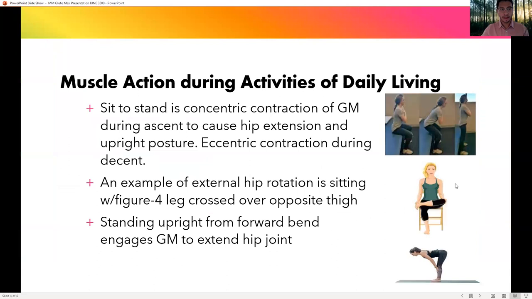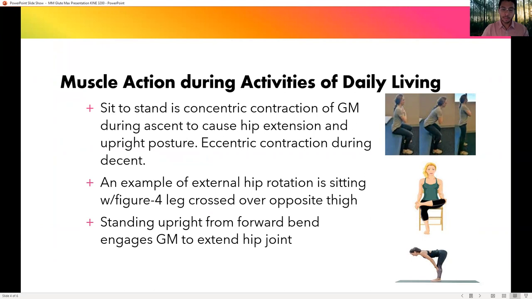Muscle action during activities of daily living. So sit to stand is a concentric contraction of the gluteus maximus during ascent to cause hip extension and upright posture. And the reverse is true when you sit down, it is an eccentric contraction during the descent.